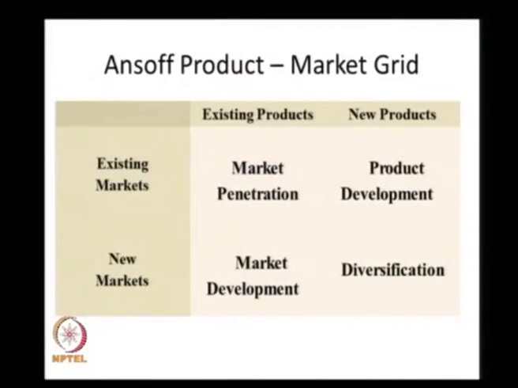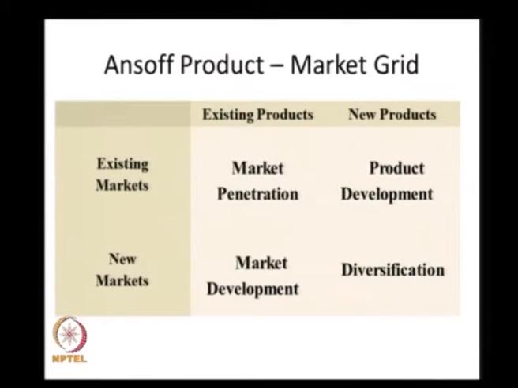Now, this is a match between products and markets. Subdividing them, a match between existing products, new products, and existing markets and new markets. So, if the map is between existing products and existing markets, then we call it a market penetration strategy, or if it is between new products and existing markets, it is a product development strategy.